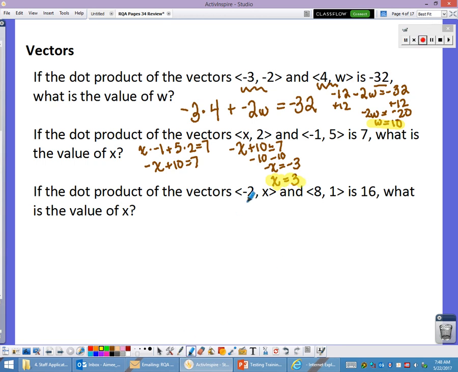And then finally again on my last one, I'm going to take negative 2 times 8 and then x times 1. Both of those are going to equal 16. So negative 2 times 8 plus 1 times x equals 16. So that would be x minus 16 equals 16. I'm going to add 16 to both sides, and x equals 32. So that's just finding an x value if you know the dot product. Okay.